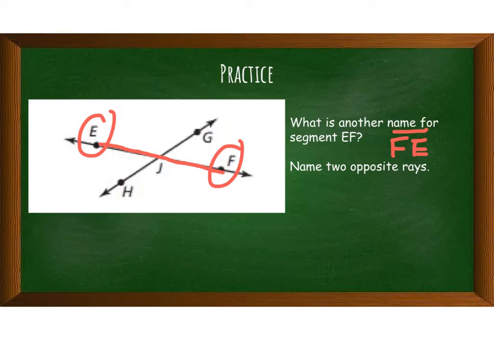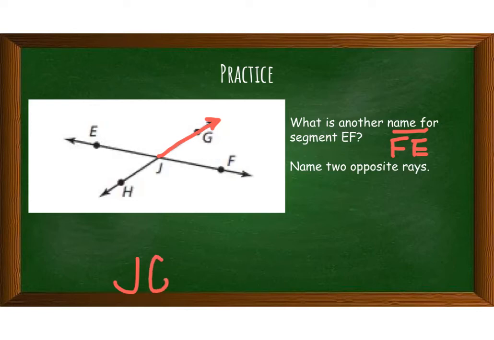FE, name two opposite rays. So let's take a look. Let's just name a single ray. A single ray we can name as this one. We can name it JG. Now the opposite of that would be on the same line, but just in the opposite direction. So the opposite one would be JH.